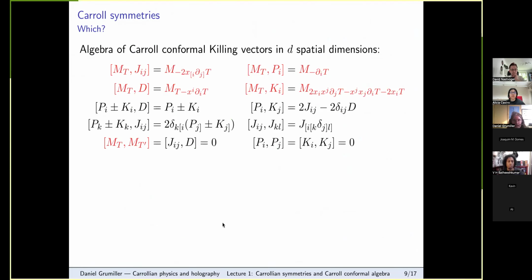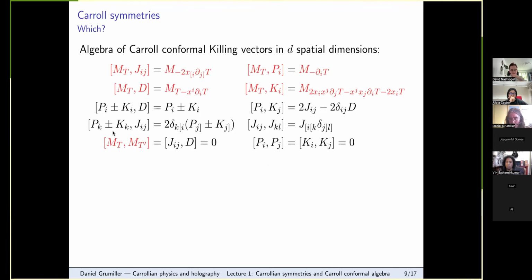Okay. So this is the algebra of the Carroll conformal Killing vectors in d spatial dimensions. It's just going through the exercise of calculating all these Lie brackets. It's not very complicated. Now, the color coding works as follows. If you know conformal symmetries, then you have already seen all the brackets in black, so I will not go through them in detail. If you don't know anything about conformal symmetries, I suggest you look first at some introductory lectures, because otherwise it may be a bit hard to follow what I'm about to say.